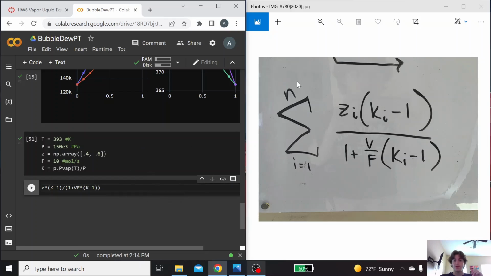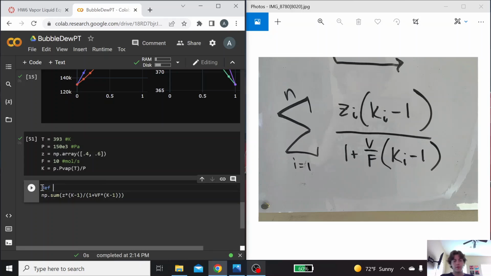So now we have this summation notation in front of our expression. So we have to add up the quantities for each component's mole fraction. And there we go. Now we have our expression, and we need this to be equal to 0. So we have to iterate the value for the vapor mole fraction until it's equal to 0. How we're going to do that is we're going to use the root function.